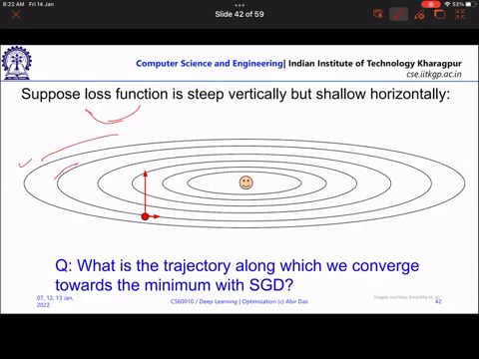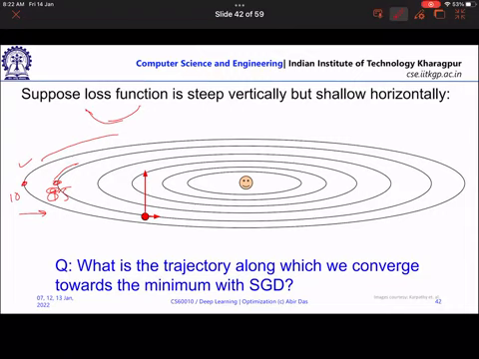Let me put it in another way. To go from one level of the cost function to another level, let's say this cost function is 10 and this one is 9, or maybe even 8.5, whatever. Wherever we have drawn this contour, going from one level to another in this direction takes you a lot of path.